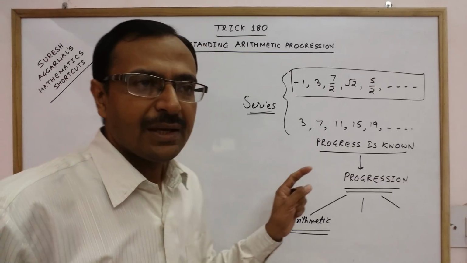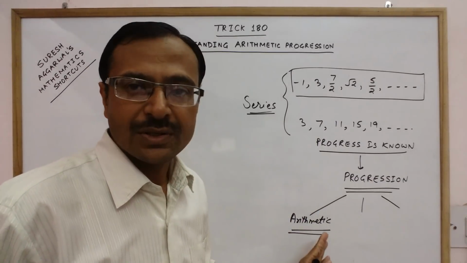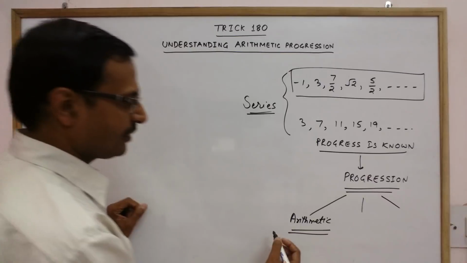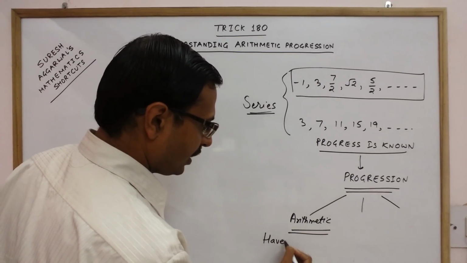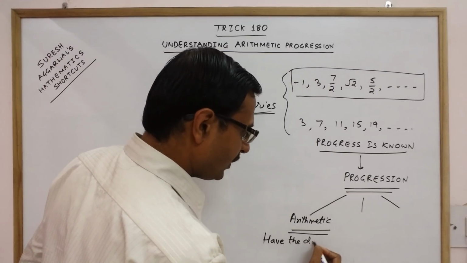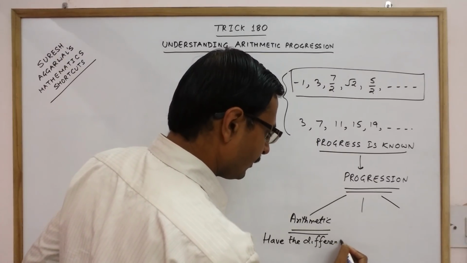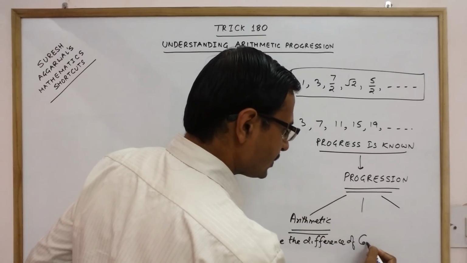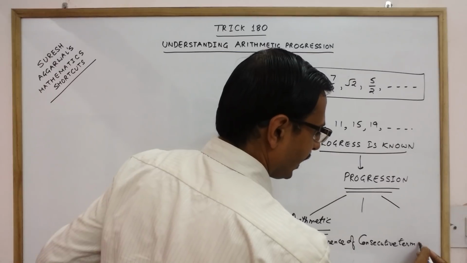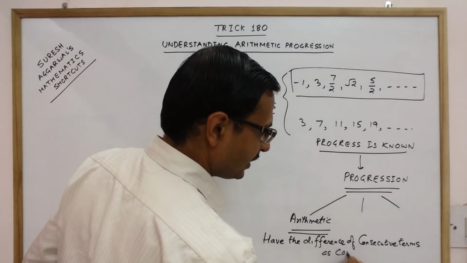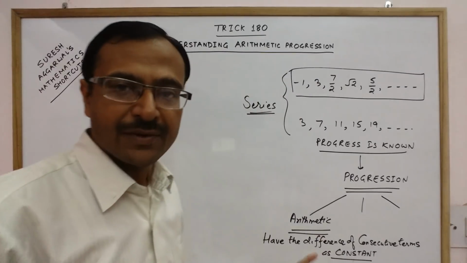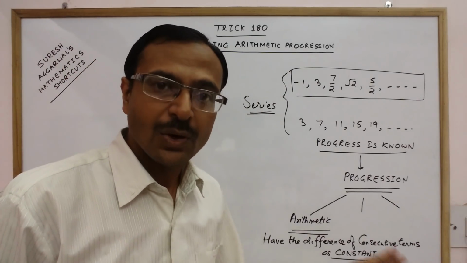Basically, an arithmetic progression is a series of real numbers which have the difference between consecutive terms as constant. Now see, the difference between consecutive terms is constant.